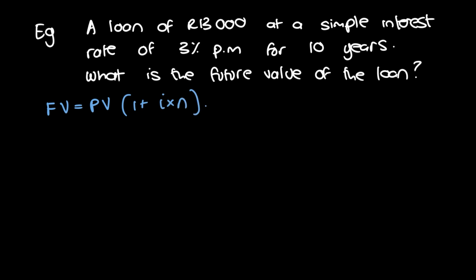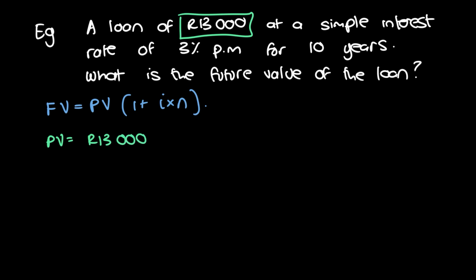And now we're going to ask, okay, what are we looking for? We're looking for the future value. The future value happens to be the subject of the formula, so we don't have to change anything in the formula here. We can just move straight on. Next, let's see what information we have. So we have a loan of 13,000. So we have a present value of 13,000.